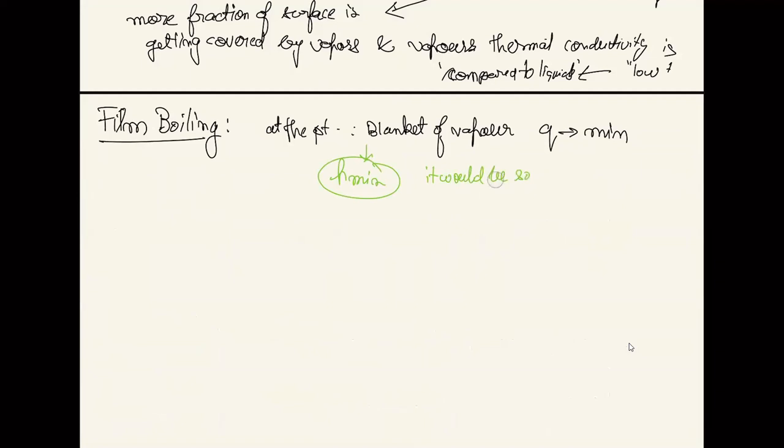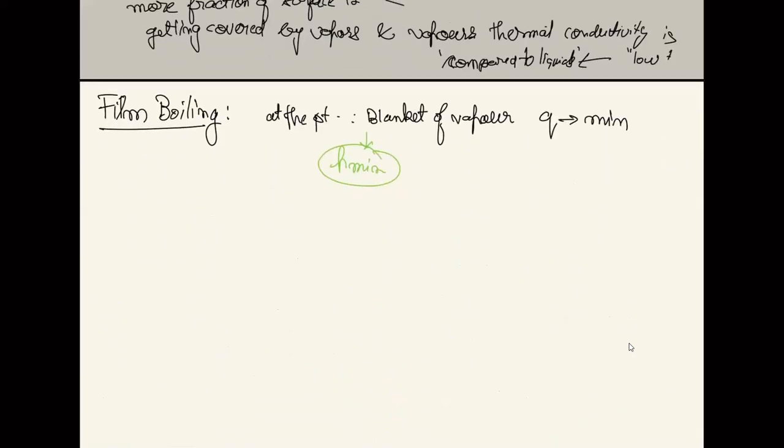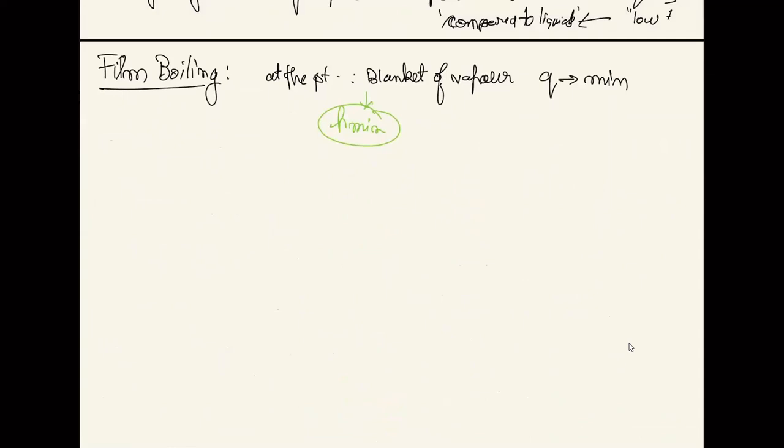H would be minimum, and it would be so low that even delta T can't help it, and at this point we start seeing a blanket, and Q would be the minimum over here. This particular phenomenon was observed by the scientist Leidenfrost, and this particular point is called the Leidenfrost point, which is the point D in our graph. At this point, we have Q minimum and a blanket of vapor being formed.